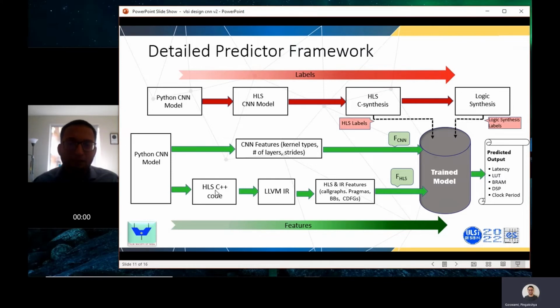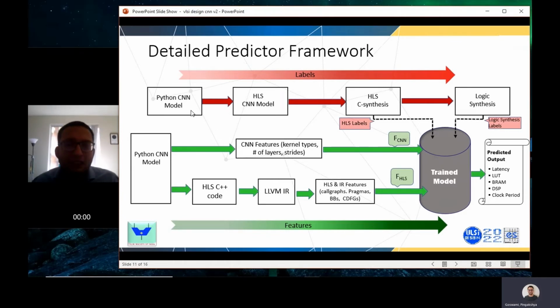From the HLS, we convert the HLS into LLVM IR. LLVM is a compiler like GCC which generates a technology independent assembly language code called intermediate representation. We further generate some graphs from the LLVM IR, like call graphs, control flow graphs, and data flow graphs. And then we analyze each of the graphs, LLVM IR and HLS code, to generate the features from the high-level synthesis. Later, we combine these two feature sets in our machine learning model.